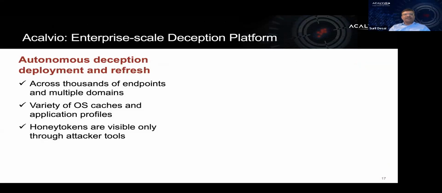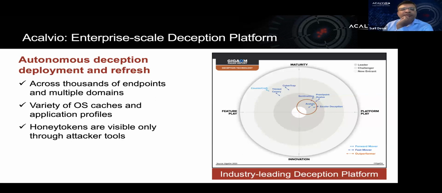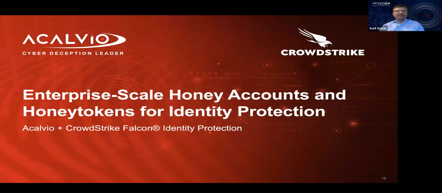Acalvio provides an enterprise-scale deception platform. Acalvio provides autonomous deception deployment and refresh across thousands of endpoints and multiple domains. Acalvio can also provide an ability to deploy into a variety of OS caches and application profiles. And the Honeytokens that are deployed are only visible through attacker tools. So Acalvio is an industry-leading deception platform. Let's discuss the integration between Acalvio and CrowdStrike for deploying Honey accounts and Honeytokens at enterprise scale.